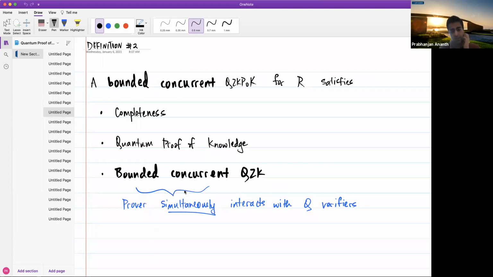This is a stronger definition than the standard quantum zero knowledge. In this definition, the prover can simultaneously interact with many verifiers, let's say Q verifiers, where Q is fixed ahead of time and the protocol parameters can depend on Q. And we want the guarantee that the output distribution of all these Q verifiers in the real world should be computationally indistinguishable from the output of the simulator in the ideal world, where the simulator has access to all these Q verifiers.